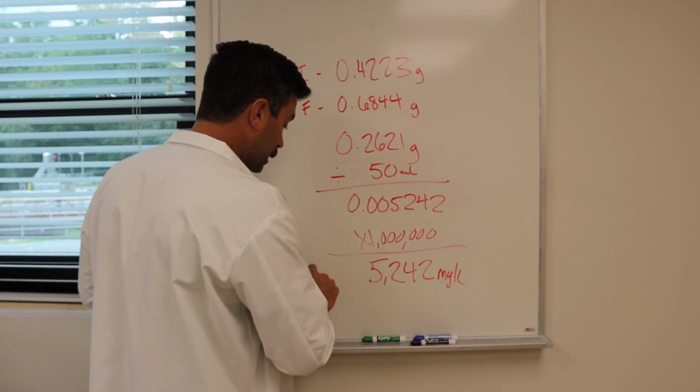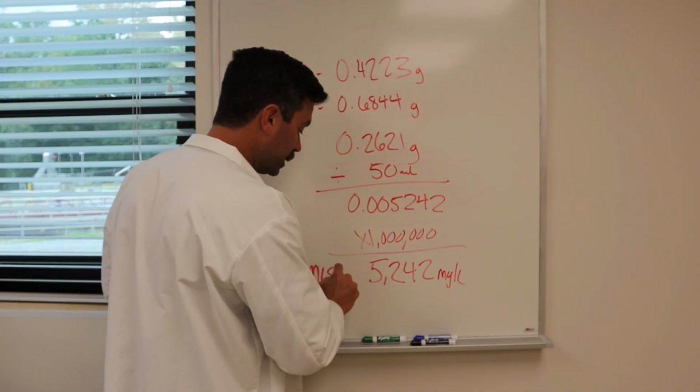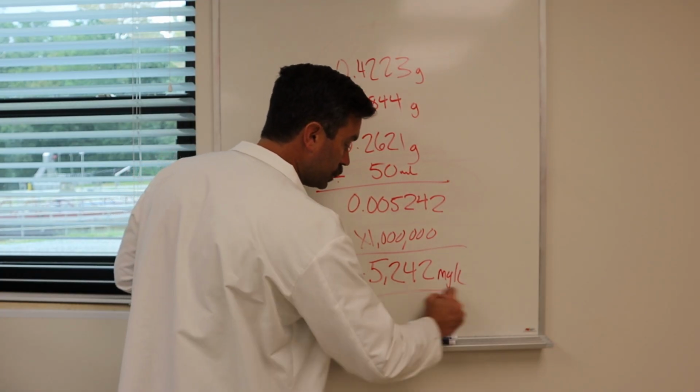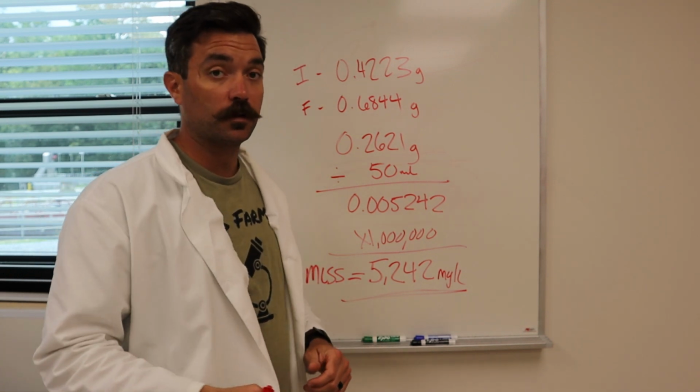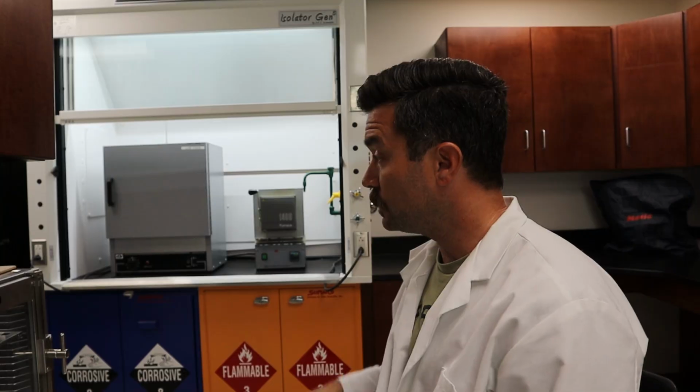But your mixed liquor suspended solids equals 5,242 milligrams per liter. It's been 15 minutes, a little bit more. We're going to take it out and let it cool in our desiccator. So, let's go.